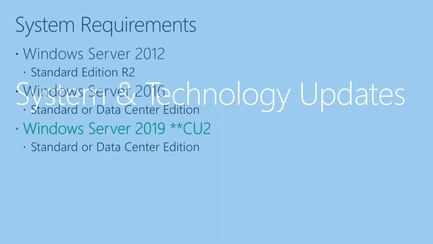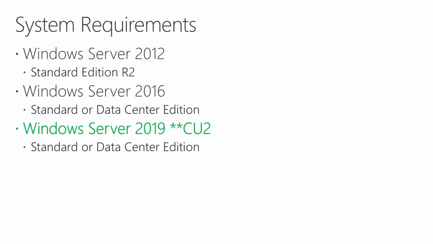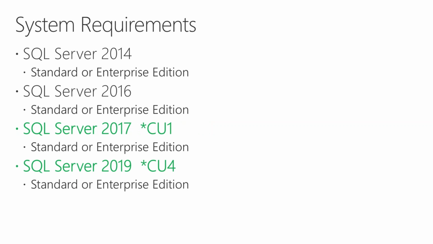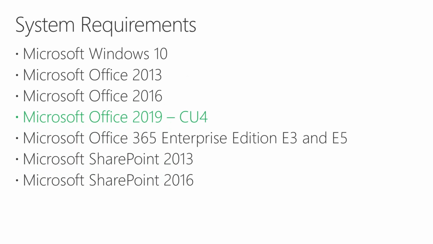I'm going to just go through some of the security items. We do now support Windows Server 2019. That was with CU2. We added here with CU4 SQL Server 2019, which is officially supported with this latest version, so I did want to highlight that. The same with Office 2019. So all those have been tested, so if you're on them or getting ready to upgrade, feel confident that we can do that.